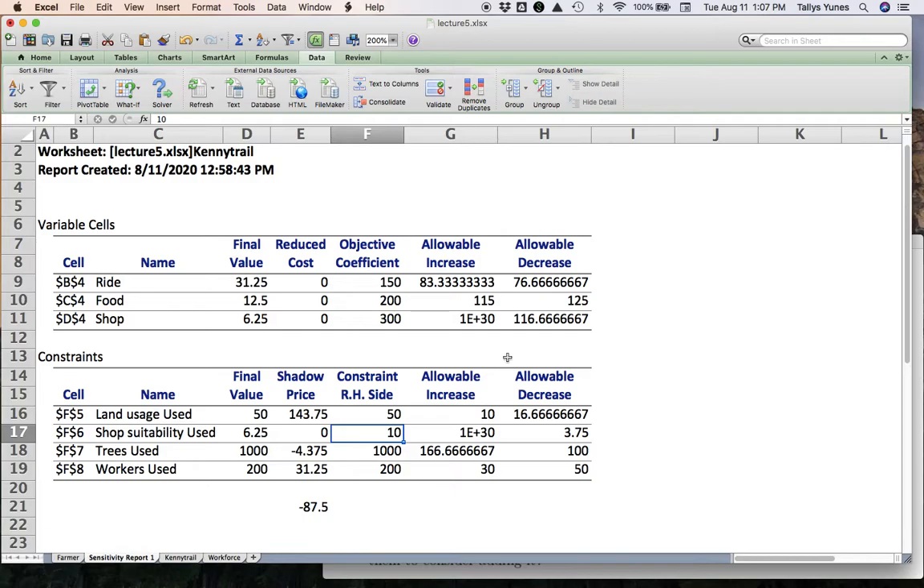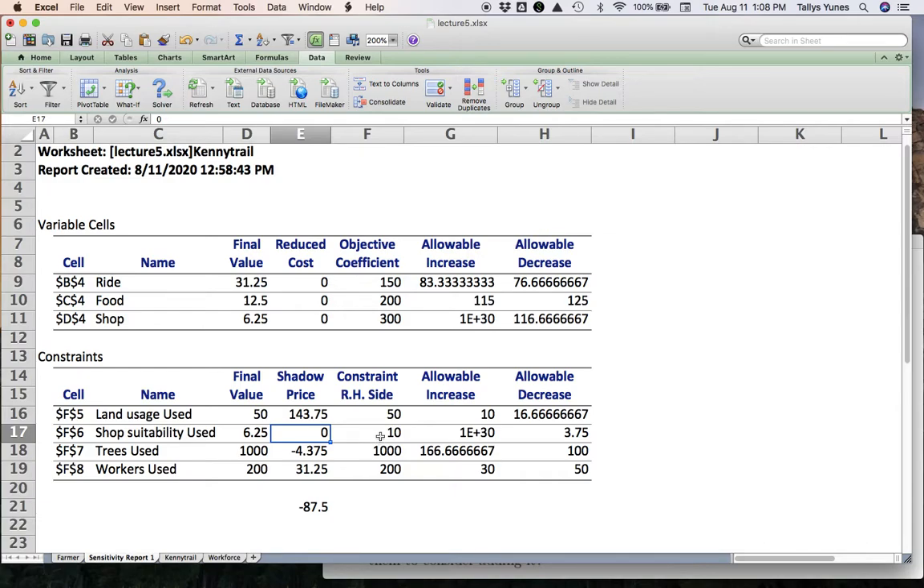Well, see, allowable increase, this means infinity. So 5 is clearly less than infinity, so I can use the shadow price. Shadow price is 0. What does that mean? It means that raising this number by any amount doesn't do anything to the value of my objective. Neither hurts nor helps.